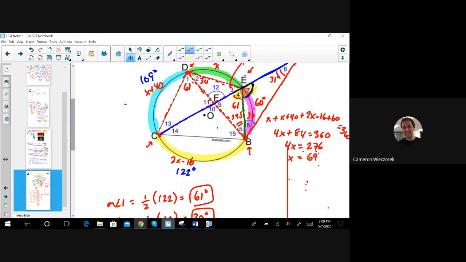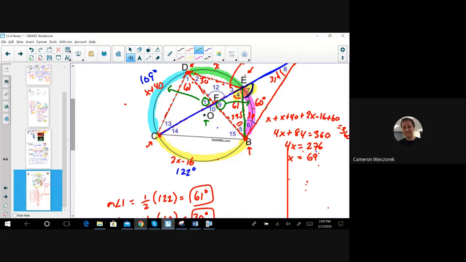Where's angle 9? Angle 9, I'm going to circle it in green. Notice it's not at the center. It's inside the circle, but the center is here at O. So what I'm going to do is figure out what arcs are intercepted by angle 9 and the one across from it, angle 11. Angle 11 is intercepted by the blue arc, and angle 9 is intercepted by the pink arc.